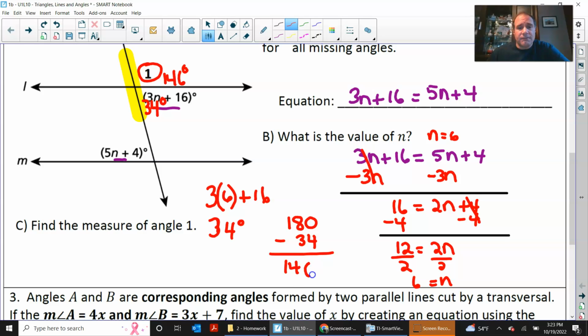What is the measure of angle 1? So if you're writing that down on a test, it's M, the measure of angle 1 equals 146. And put the degree symbol on there too.